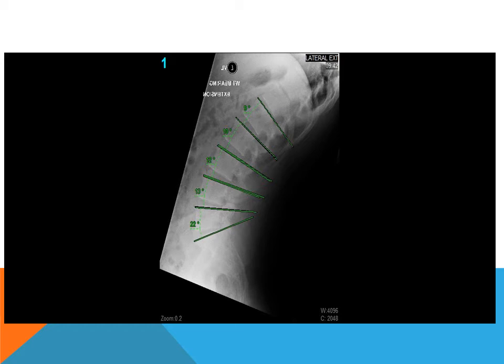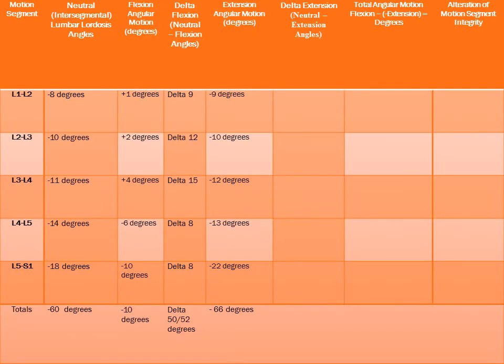Okay, now you can see on this image that I've measured the intersegmental angles. The intersegmental angles from L1 to S1 are as follows: -9, -10, -12, -13, and -22. And we're going to input those into our table. You can see here on the table I've input the global lumbar lordosis, which is -66 degrees, and then each of the intersegmental angles from L1 to S1.